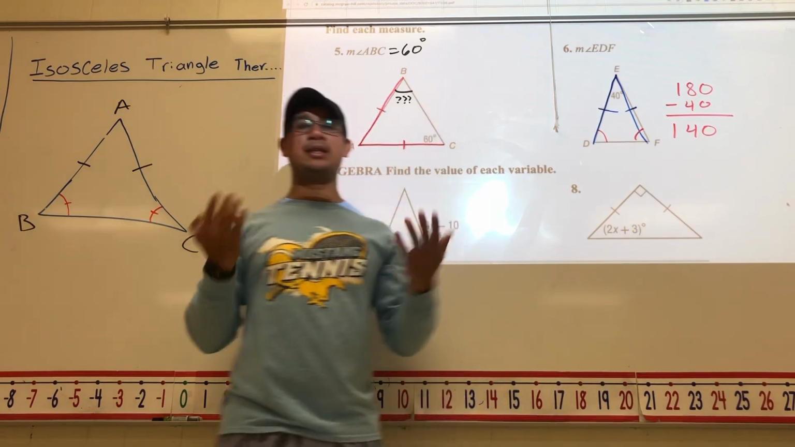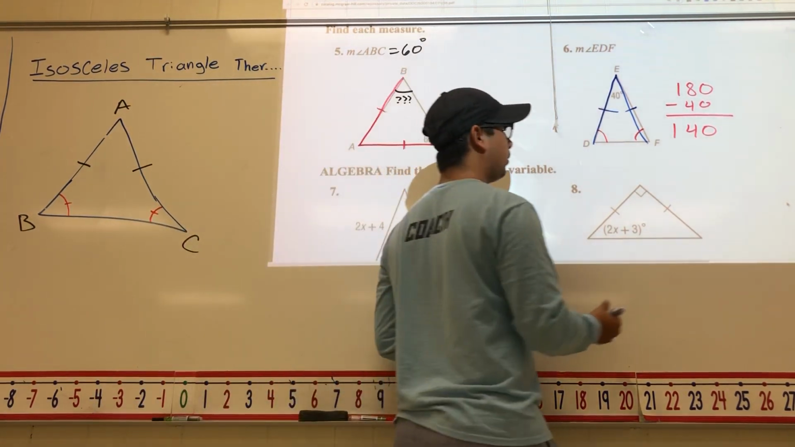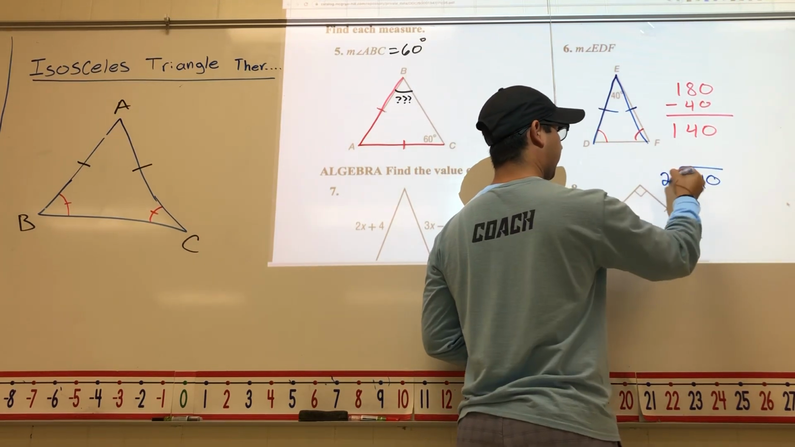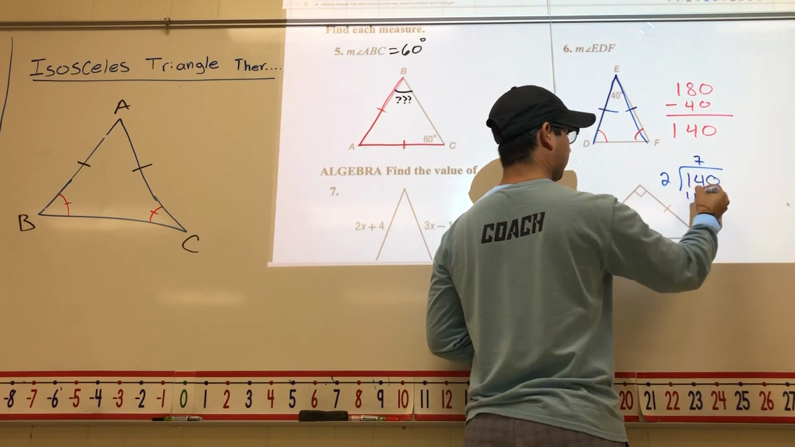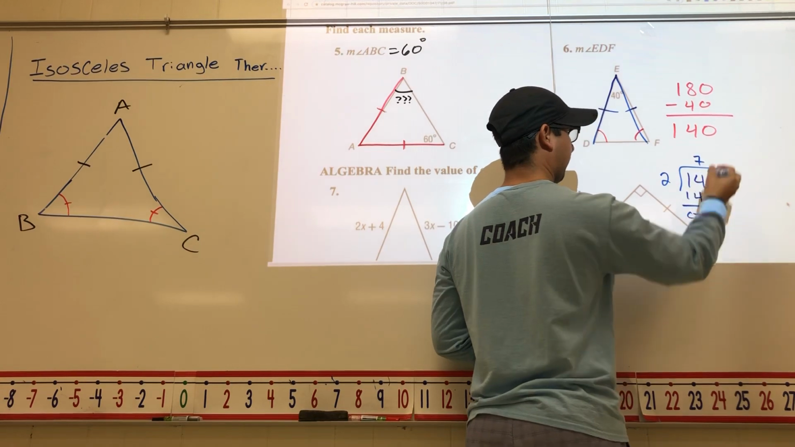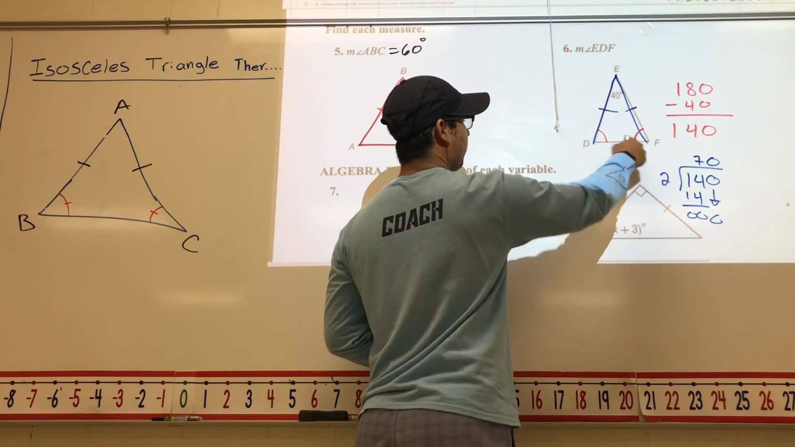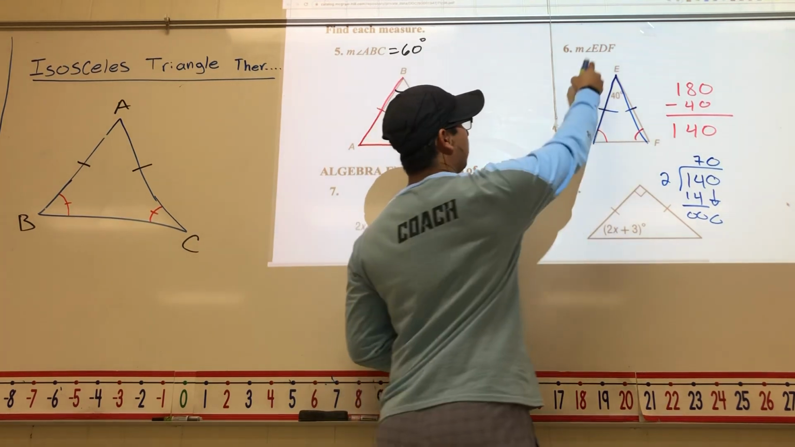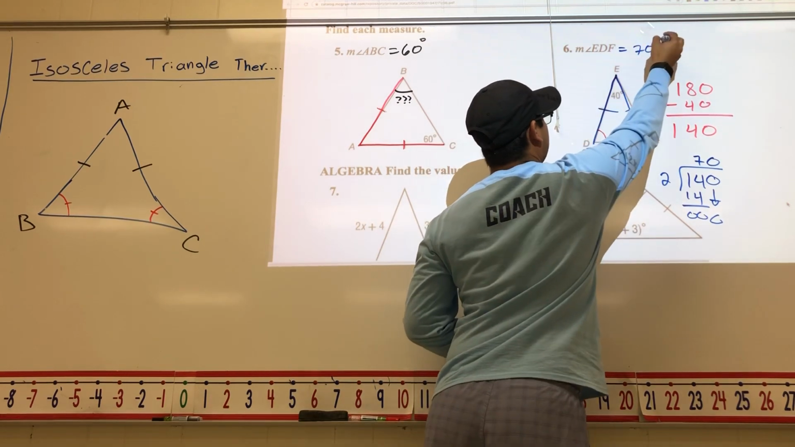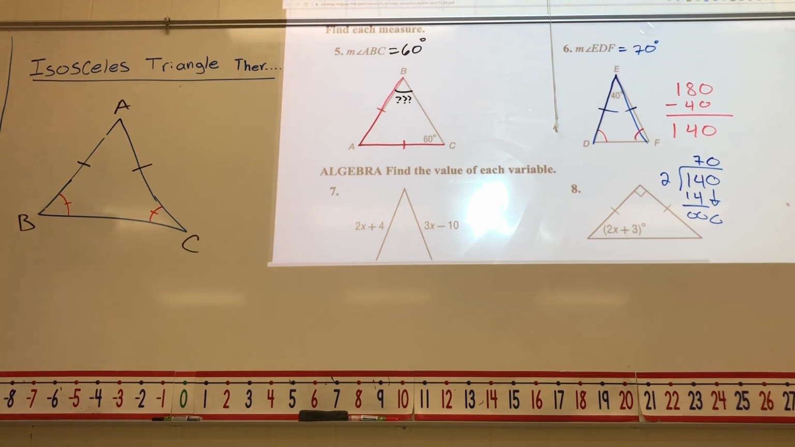Okay, now that 140 is being divided by these two angles. Since they both measure the same, we're just going to divide it by 2. So 140 divided by 2 gives us 70. So that means that each one of these angles measures 70. So angle EDF here measures 70 degrees. Okay, again, the concept is super easy, guys.